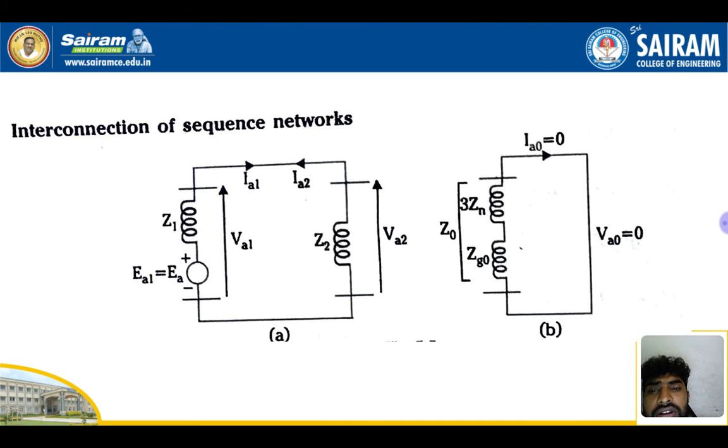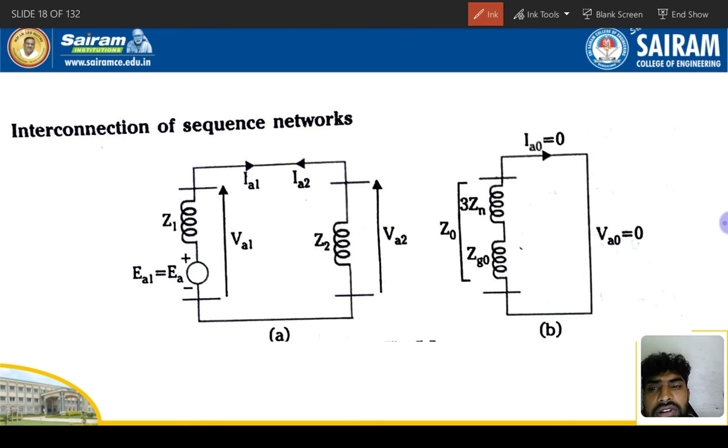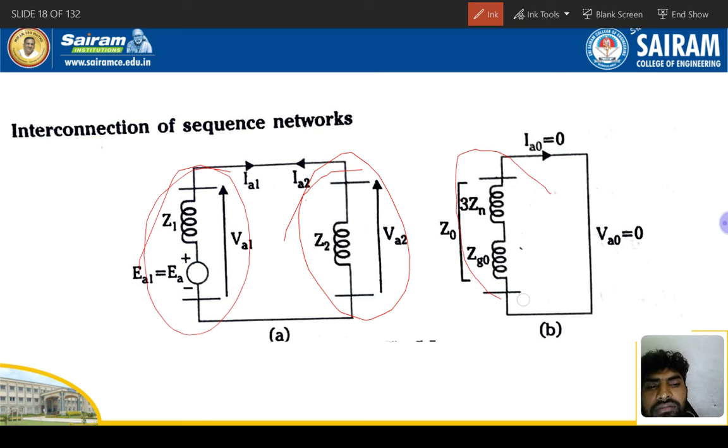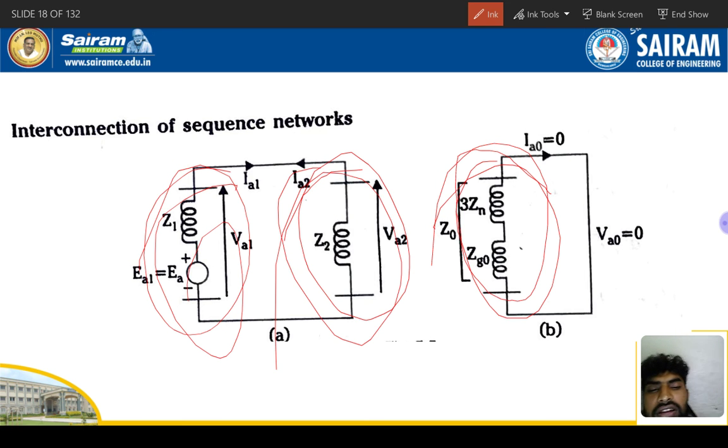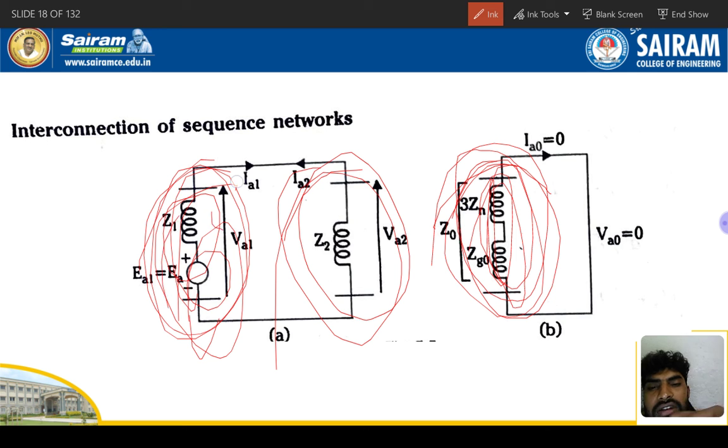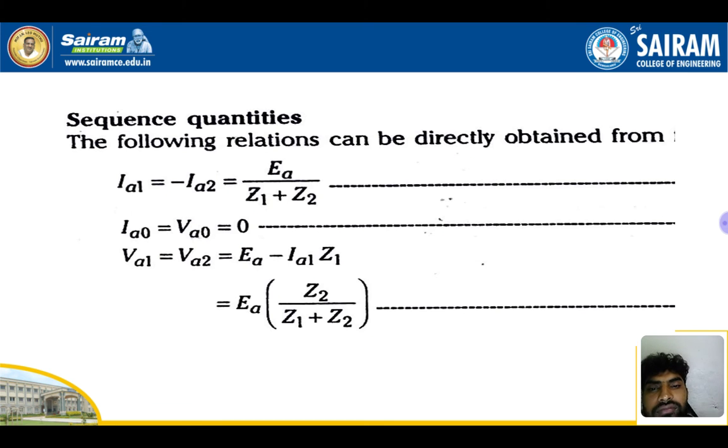So the interconnection of sequence networks: this one is positive sequence, right? And this one is negative sequence, and this one is zero sequence. See here, this is positive sequence, this is negative sequence, this one is zero sequence. Only reactance will be there, and here the generator, and this is the first sequence, right? So current will be flowing here, and this one is the fault current here, and this one is zero sequence.